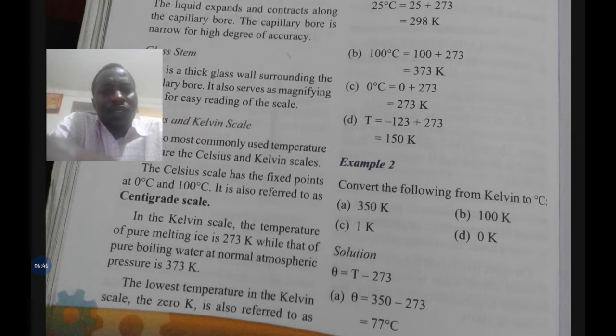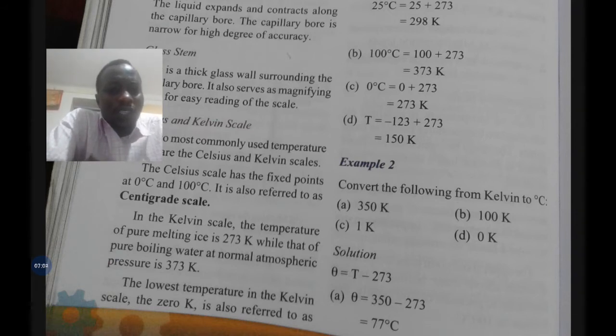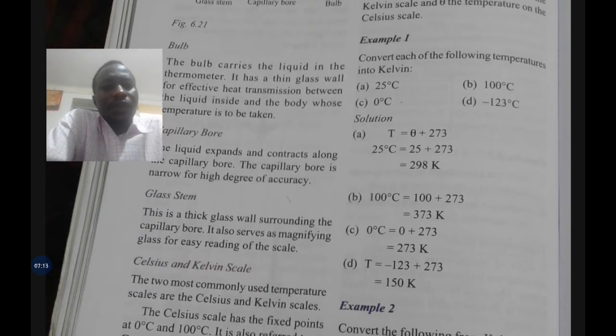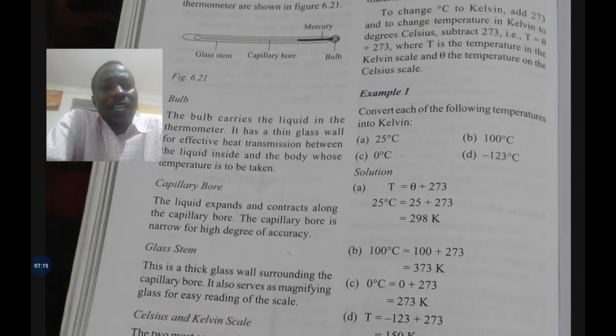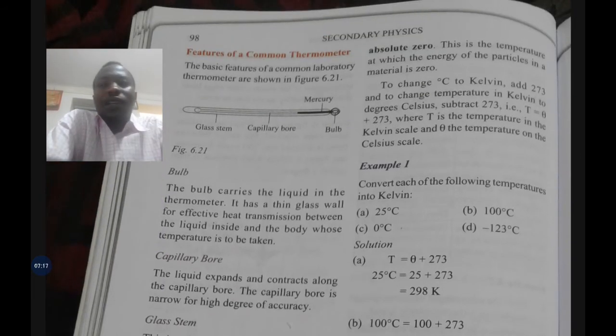If we talk about the Celsius scale, it also has a 0. You can have 0 degrees. It has negative as well, negative 10 degrees C. Those ones can be measured from the Celsius scale. But when it comes to the Kelvin scale, the lowest temperature in the Kelvin scale is 0 Kelvin. We do not talk about negative scale or a negative reading in the Kelvin scale. This is because the 0 Kelvin is the lowest temperature that can be attained.